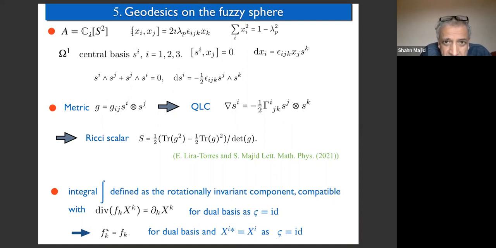Now, what is the calculus on this? This is more or less standard. What is the calculus on this? Well, I'm going to take a central basis. This is again in the yellow book. We take a central basis, X_i, and we define the derivatives.